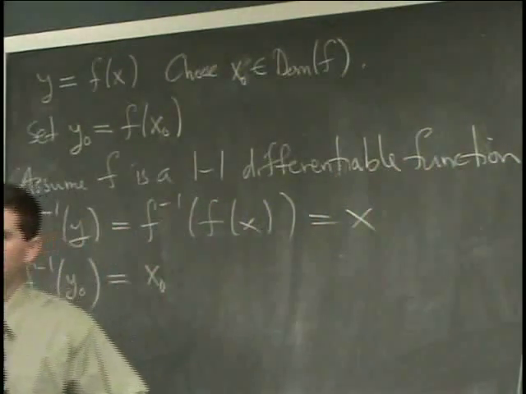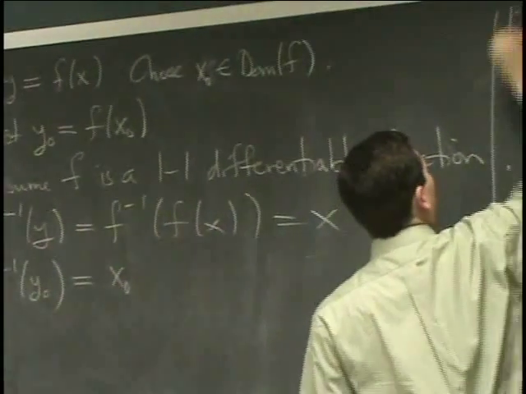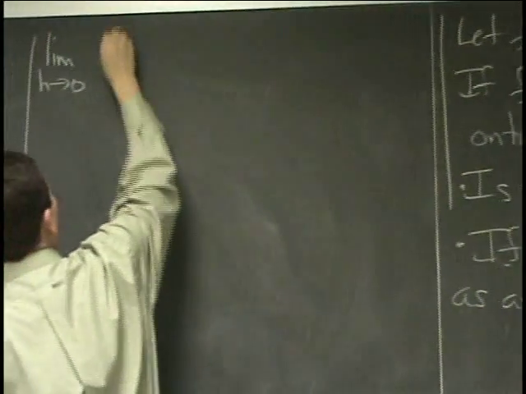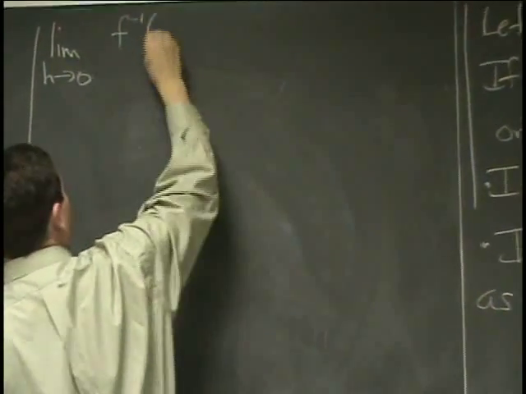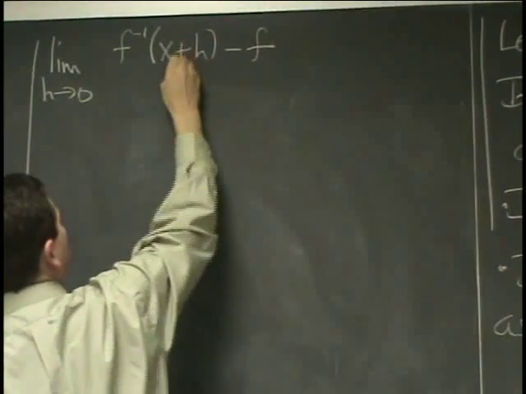Okay, now, let's write down the definition of the derivative. We're going to do it in a slightly different way. First, let me write it the way you're used to. So I want to do the derivative of the inverse function. Okay, so let me fix it at a point x0.